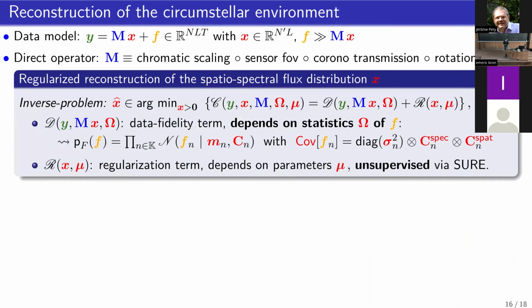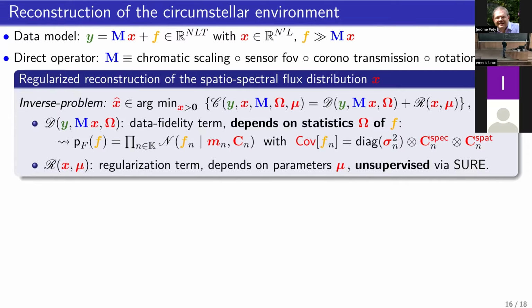Okay, so to finish, I have one slide on complementary tasks. So far we discussed how to detect point-like sources, but I mentioned in the introduction that we also want to reconstruct extended features in the circumstellar environment. And here this is just an approach without deep learning. So the data model is the same. The data Y are the sum of the nuisance plus the contribution of the circumstellar environment that we want to reconstruct, transformed by a direct model M, accounting for the instrumental blur, for the apparent rotation, for the transmission of the coronagraph, for the limited field of view and sensor, and for the chromatic scaling of the speckles.